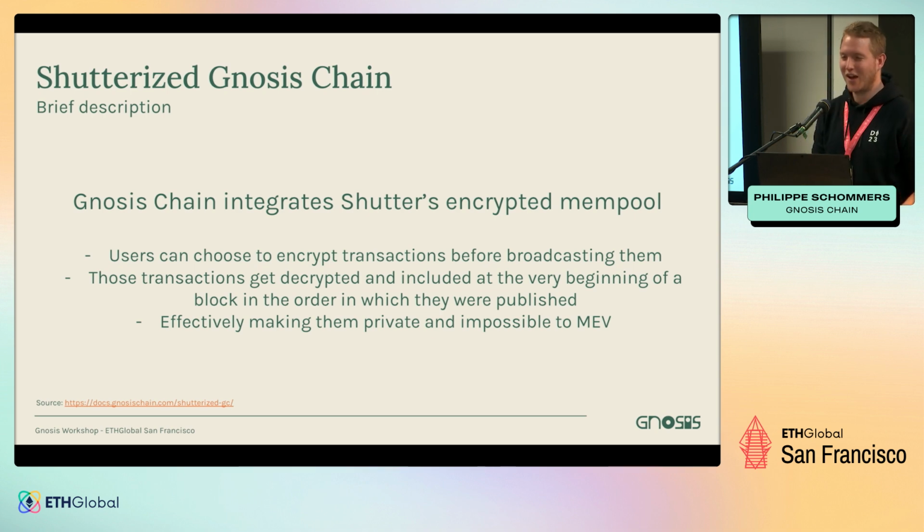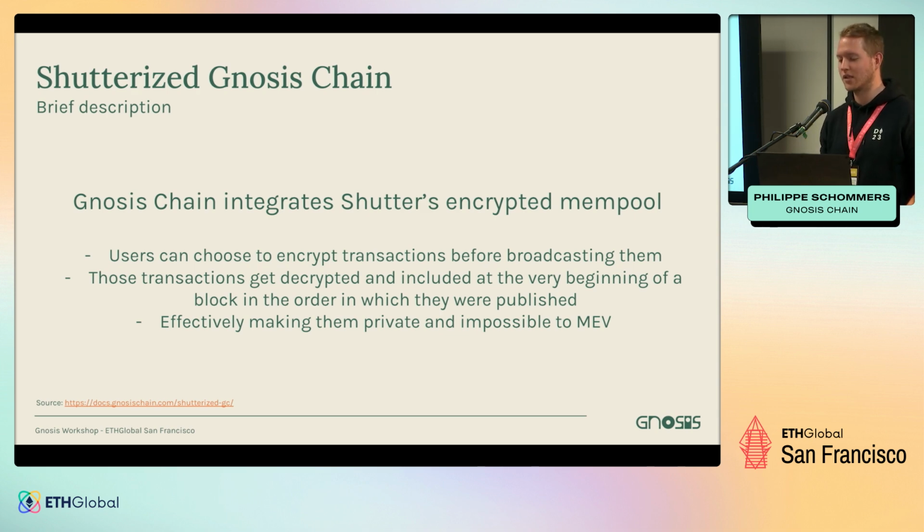The way it works is that normally when you post a transaction, it's visible to anyone in the mempool, meaning that people can just take the transaction and sandwich it or front-run it or do whatever they want with it in order to extract value, which is known as MEV. So what Shutter does is you can sign your transaction and then encrypt it and post it on chain.